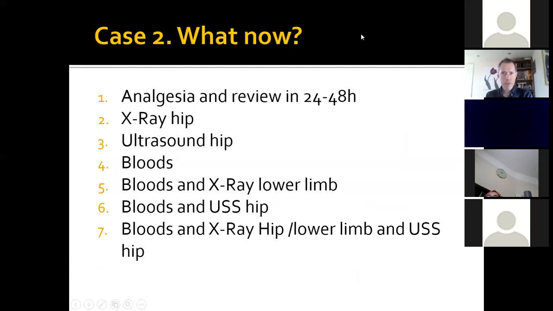So the question for you now is, what are you going to do? And again, we're going to go to the polling here, assuming I can get the polling. Right, brilliant. So I'm going to show you the next poll and ask you, what do you want to do next for this child? So please, can you give me your vote?